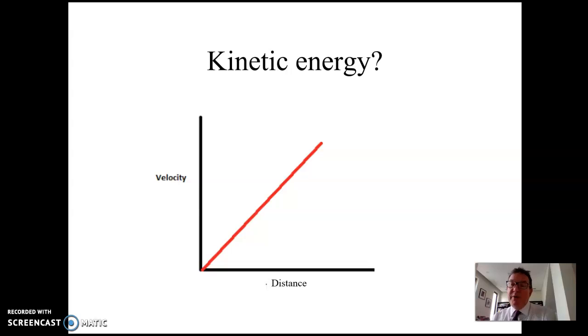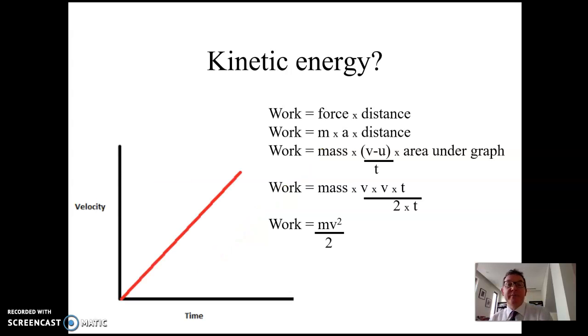So if you remember, if we push an object, we're doing work on it. And of course, the object's getting faster, if we're pushing a car or a bicycle. So our work this time is being converted into kinetic energy, and if we're pushing something that's getting faster, we'd have a velocity time graph. Okay, so how much work have we done? Well, we know work is force times distance. Now, we know from topic 1 that force is mass times acceleration. Remember, that's Newton's second law of motion. So the work would be the mass times the acceleration times the distance.